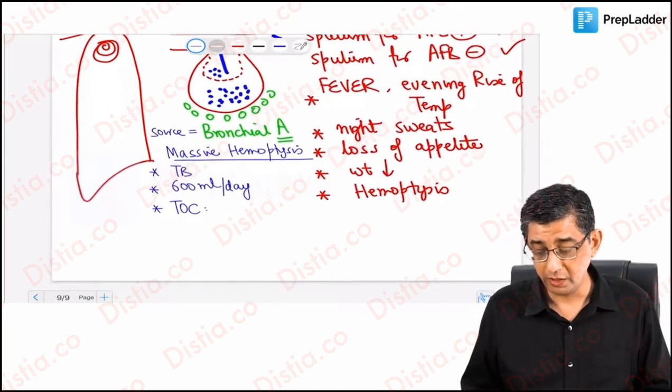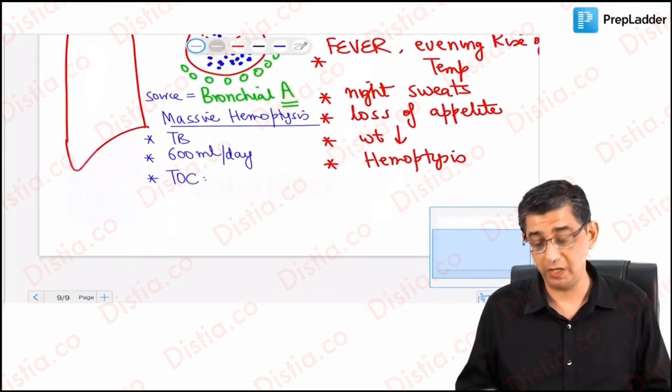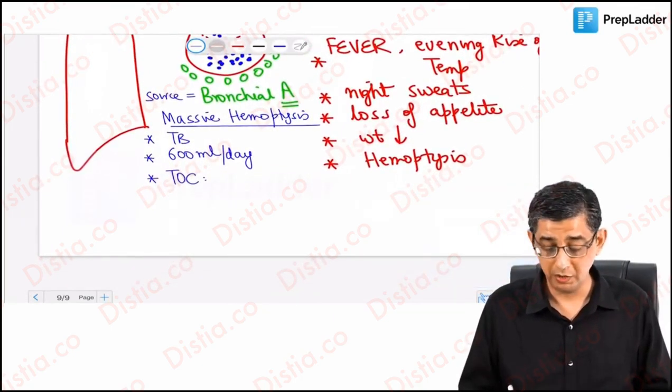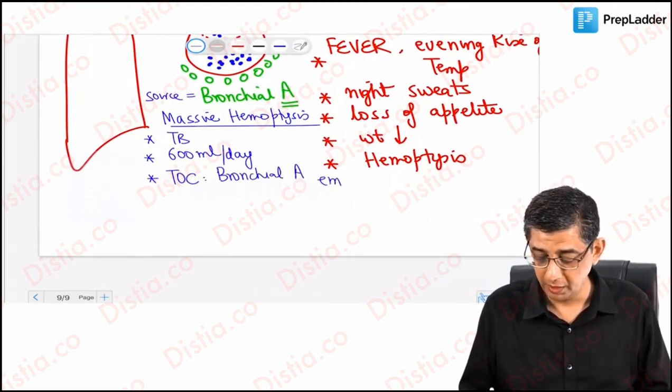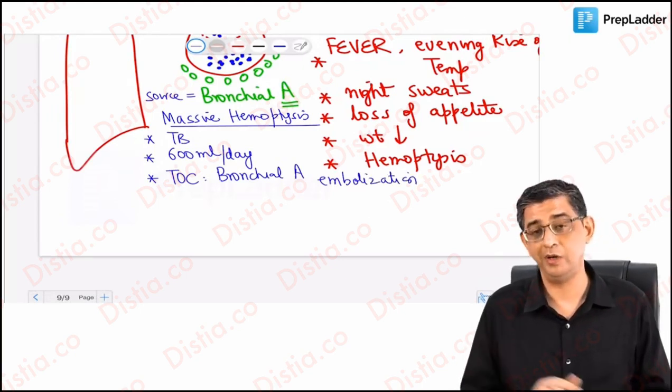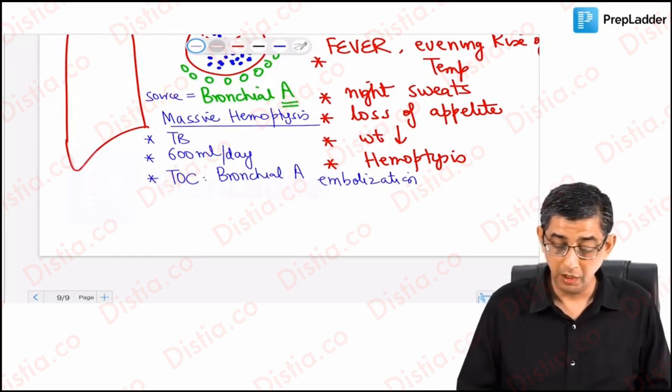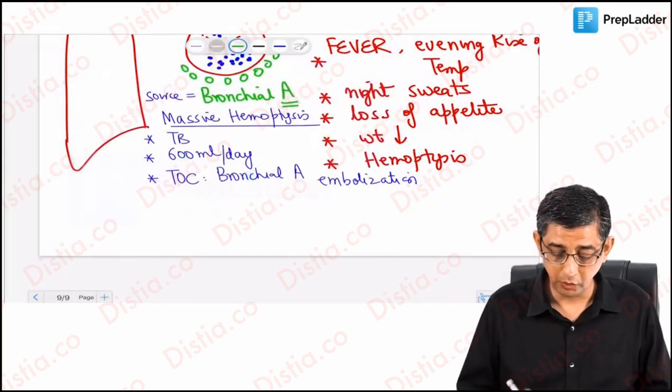Now my point is that if it's going to be tuberculosis with these classical manifestations and there's a massive hemoptysis occurring in the patient, then the treatment of choice would be bronchial artery embolization. That's going to be the end point of the MCQ, when he asks what is the main treatment. Your answer is BAE.